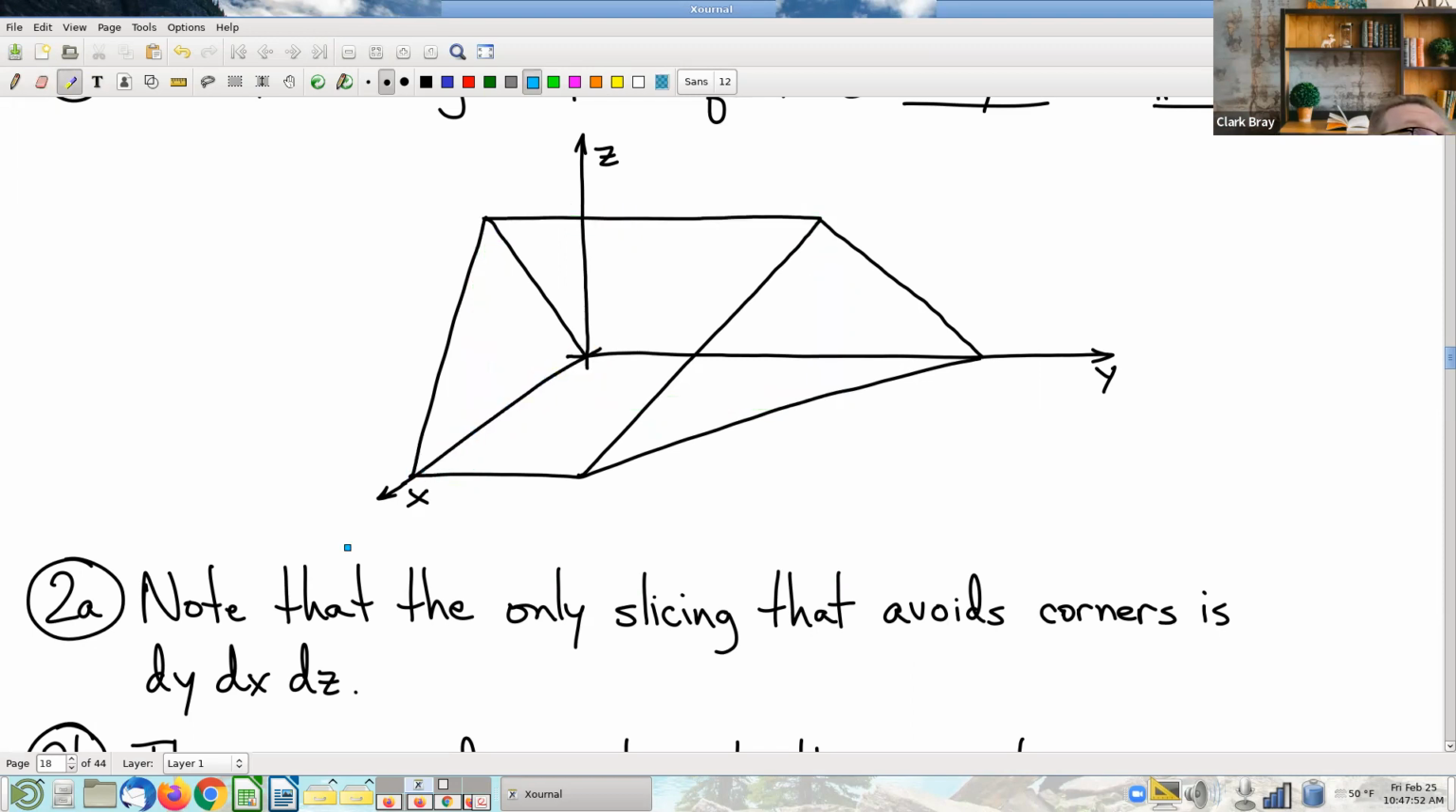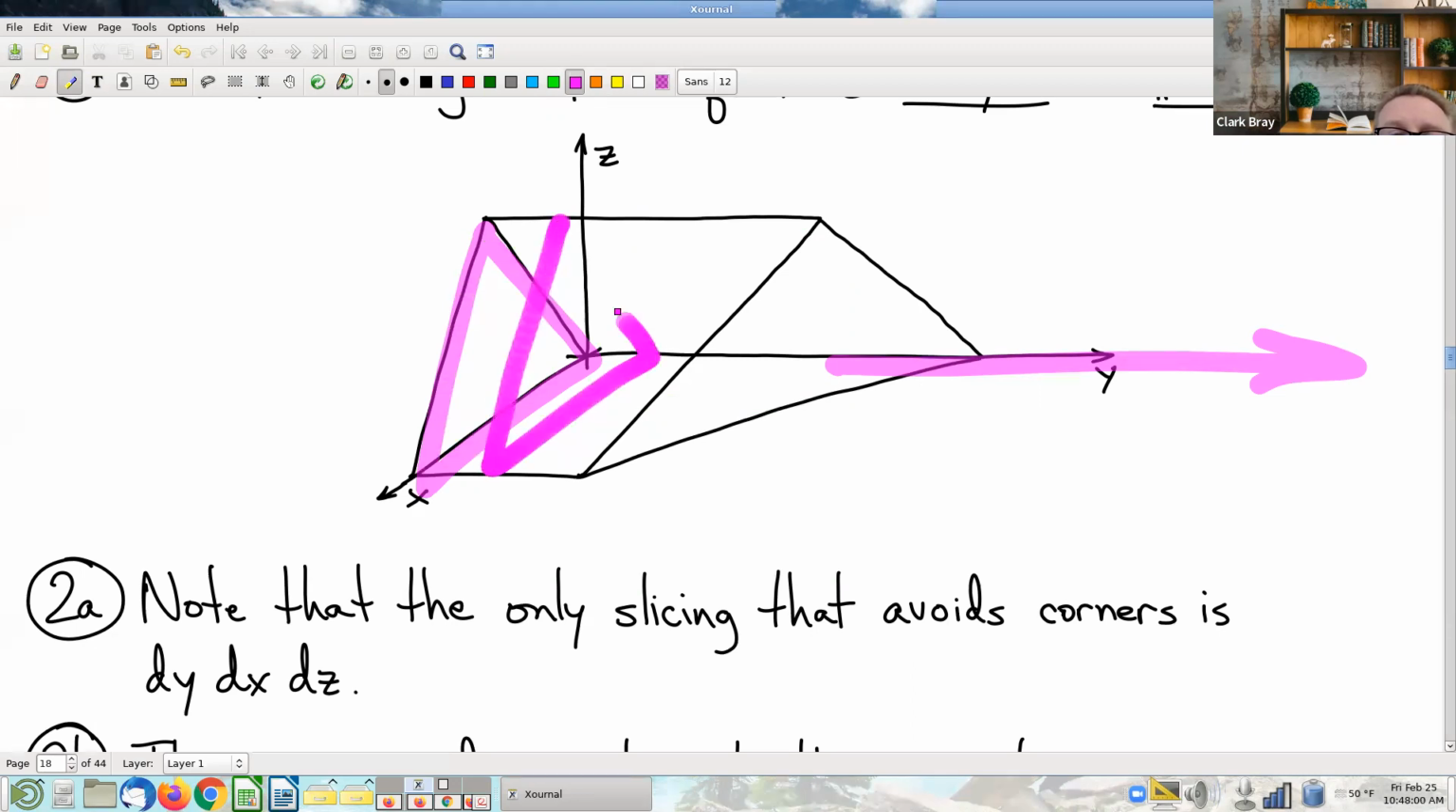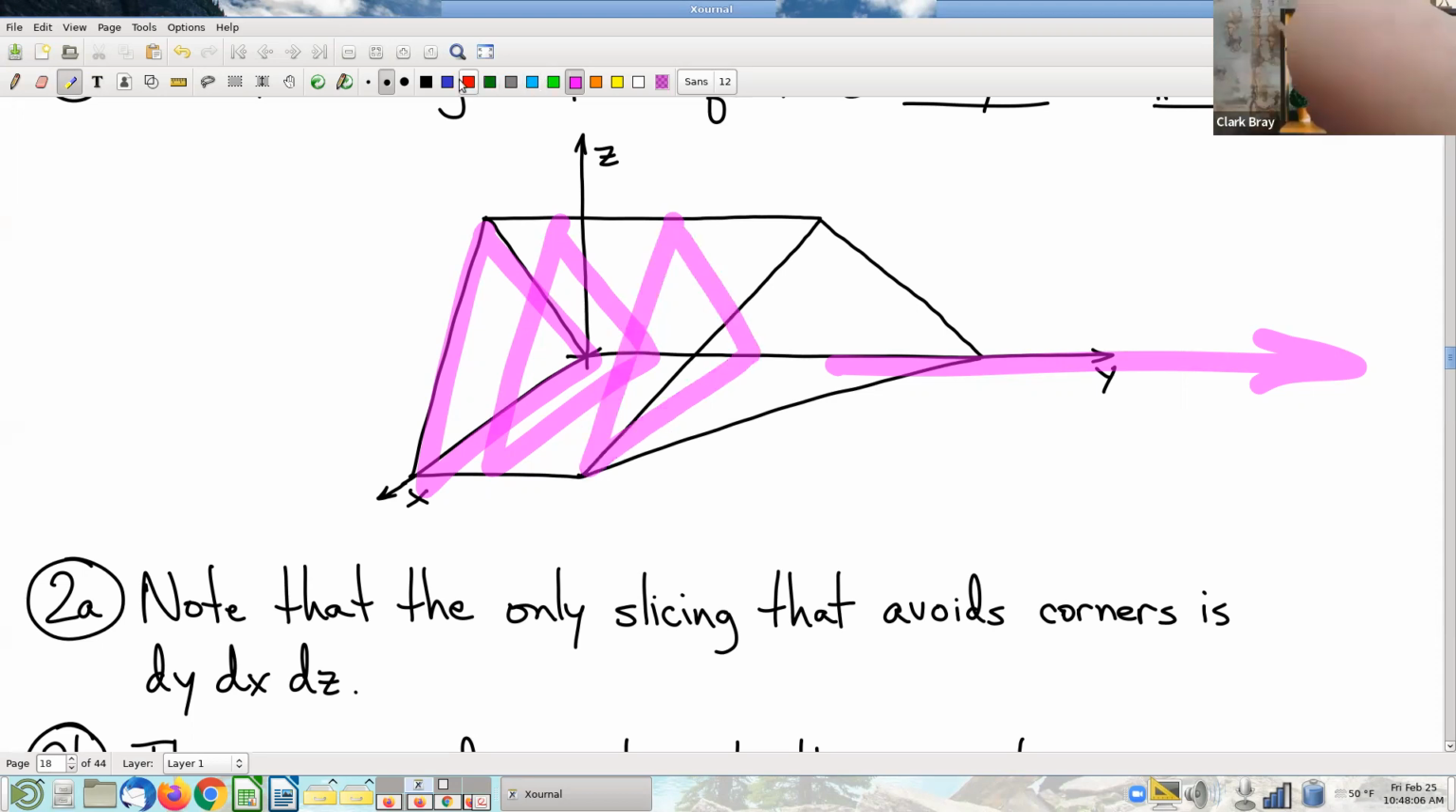Likewise, don't do your y slicing first. Look at what y slices look like. There's a y slice, looks fine. Here's another y slice, doesn't look bad at all. And then, of course, there's a y slice. We have sliced through a corner. Not good.